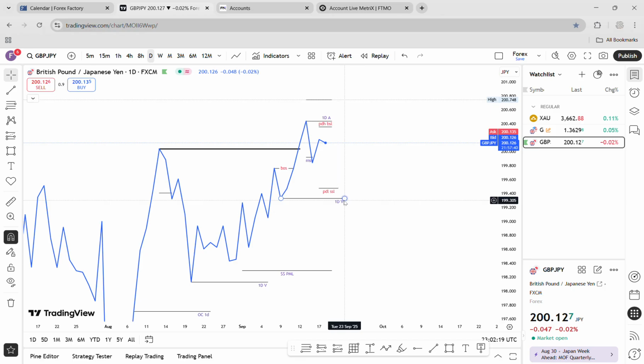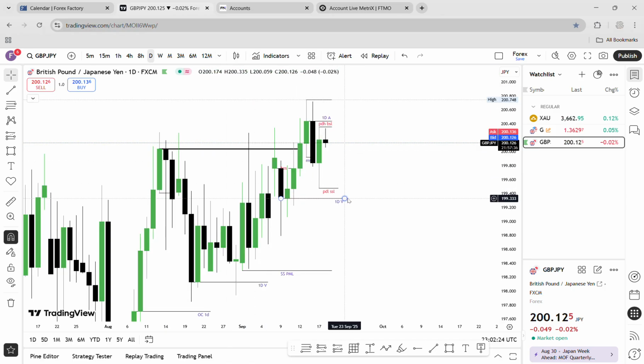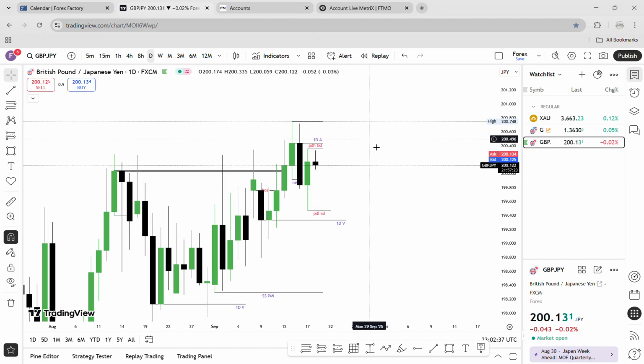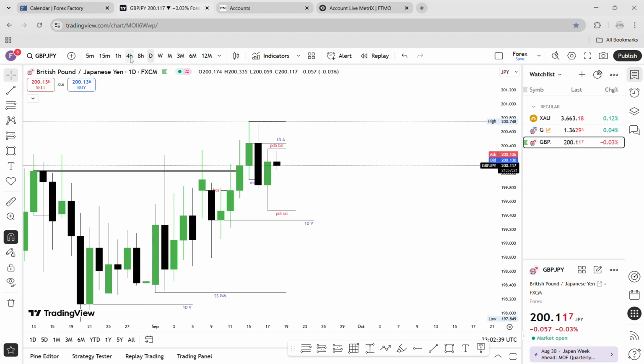But now this is the area. That's why if we change it to line chart, this is the closest area, and previous day low and previous day high are liquidity to both these areas to take trade from or to. You understand? So now go to the 4 hour.